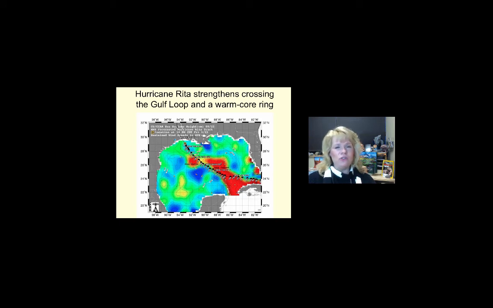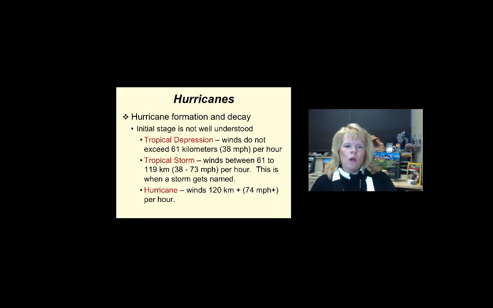Hurricane Rita was a stronger storm than Katrina. There was even a stronger storm than both of those that same year, Hurricane Wilma. And we'll be looking at all three of those here shortly. When does a hurricane form? What are the stages it forms in?